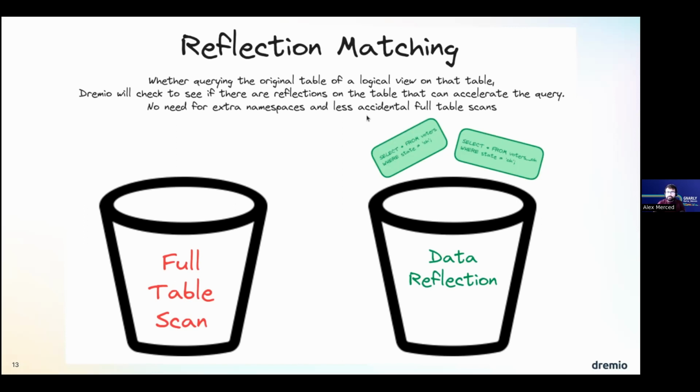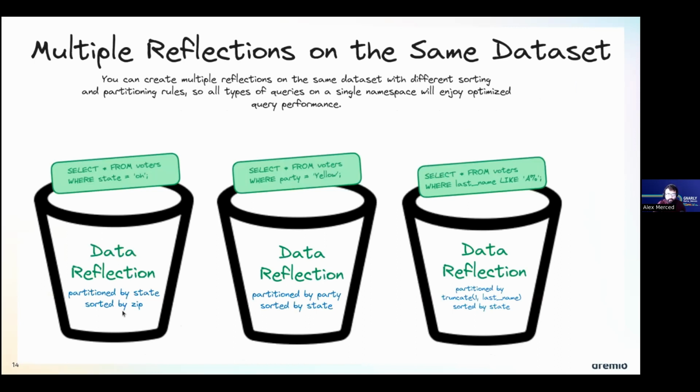And even better is you can create multiple reflections, because going back to the materialized view world, you might create the same materialized view on the same data multiple times, because you want the data sorted differently or partitioned differently to optimize for different queries. But now people need to know which namespace they'd have to use for each different setup of the table. Not with reflections. With reflections, I can create multiple reflections, each one with a different partition rule or different sorting rule. And again, it doesn't change the namespace.